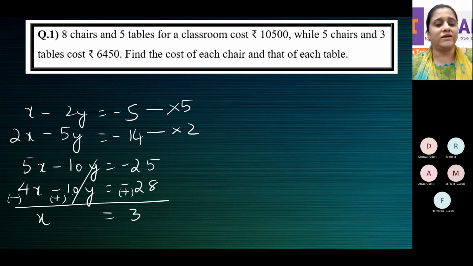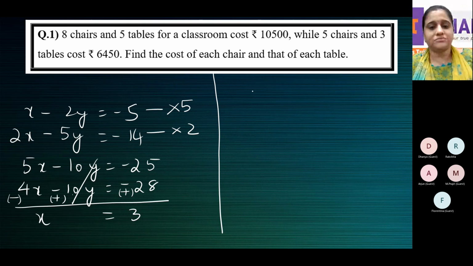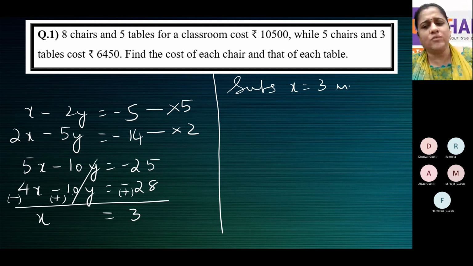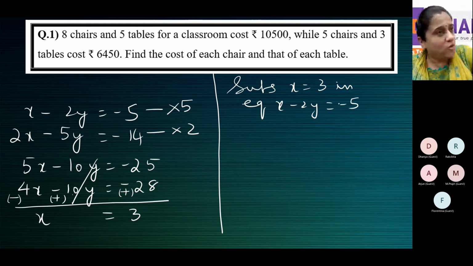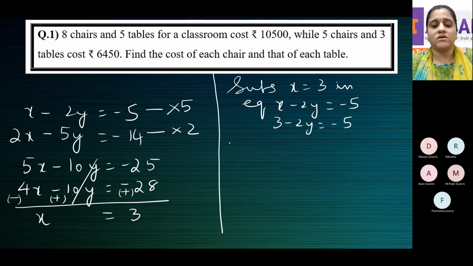Now how do you find the value of y? So you need to substitute x is equal to 3 in any equation. In equation x minus 2y is equal to minus 5. See, you can see 4 equations here. You can substitute in any equation. Okay, so I've substituted in x minus 2y is equal to minus 5. So x is 3. 3 minus 2y is equal to minus 5. Minus 2y is equal to minus 8. Correct? y is equal to 4.